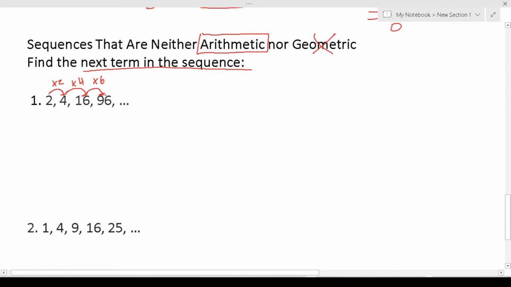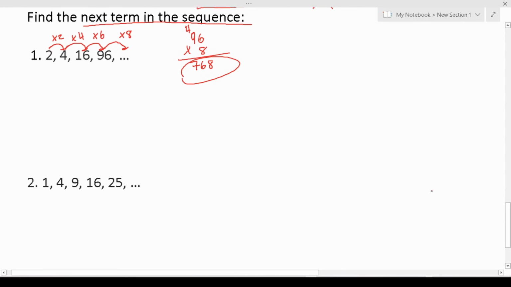Therefore, I know to go from 96 to this next term in this sequence, I'm going to have to multiply by 8. So that's going to be 96 times 8. 6 times 8 is 48, carry the 4. 9 times 8, of course, is 72. Plus 4 is 76. So we know that this next term is 768. And again, if this was a geometric or an arithmetic sequence, this would be a constant. That is, all these numbers would be the same.